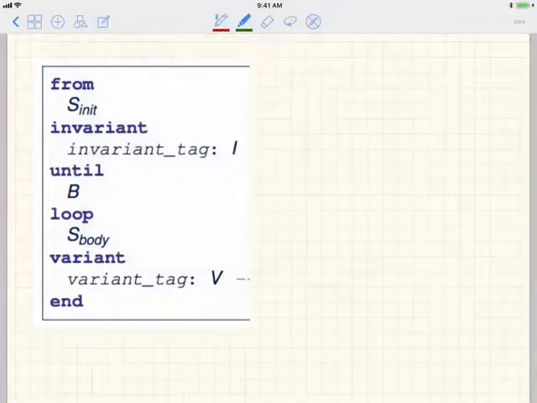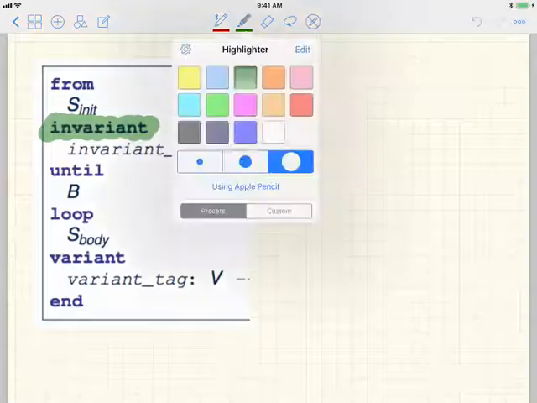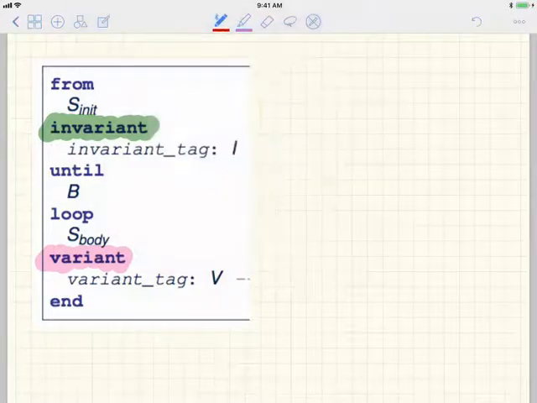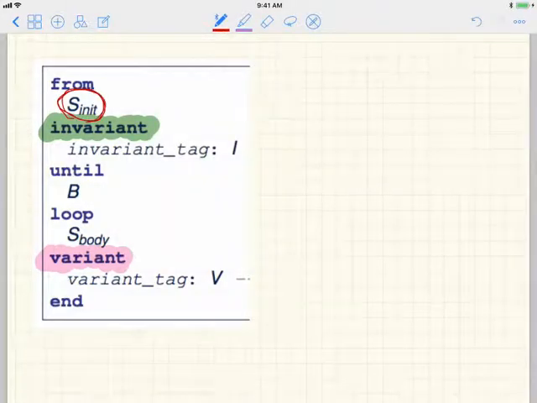So invariance is over here. Also, we've got the variance. Okay, how is it checked? Let's go. I'm going to use arrows to tell you the flow. Let's say I use red. First of all, we execute the initialization step only once. And then we check to see if this is true or false.